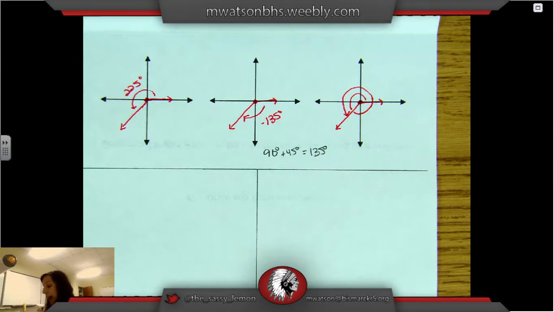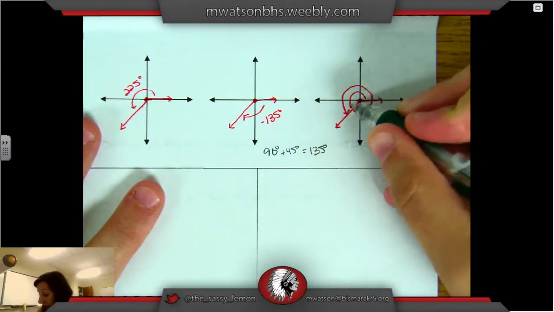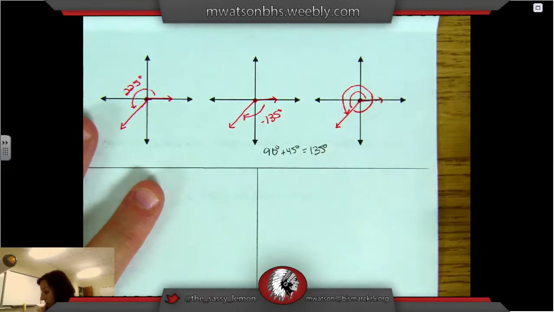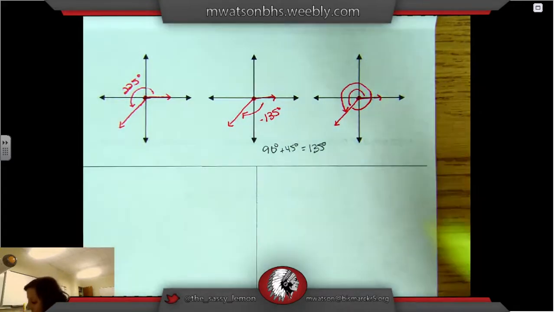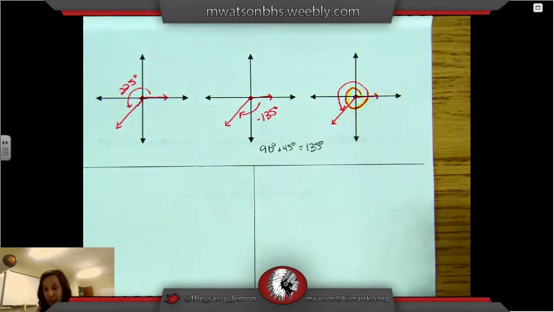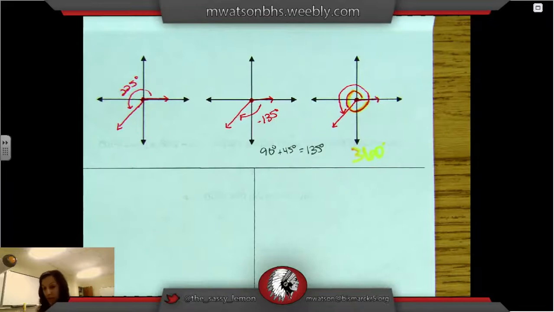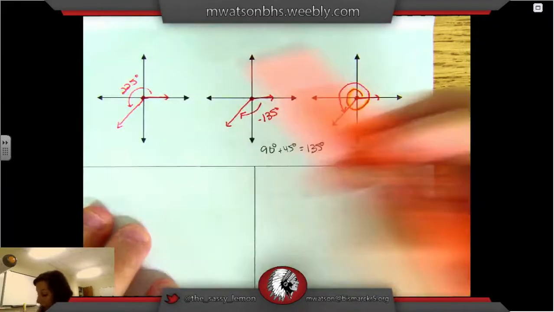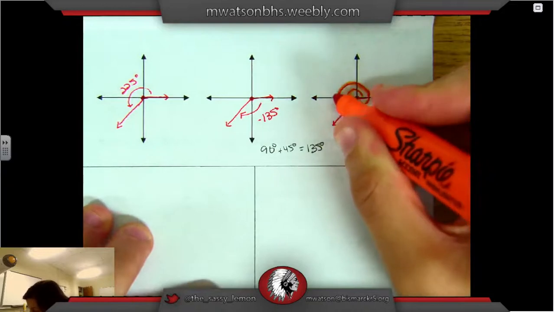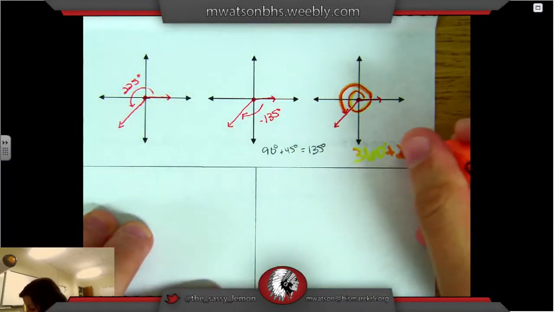Again, here's a little math for you. We went around 360 degrees right here. I'll even highlight it to help you out. 360 degrees right there. 360. And then the rest of it, well, we already know how big this is. This right here is exactly the same as this right here. So it's 225.